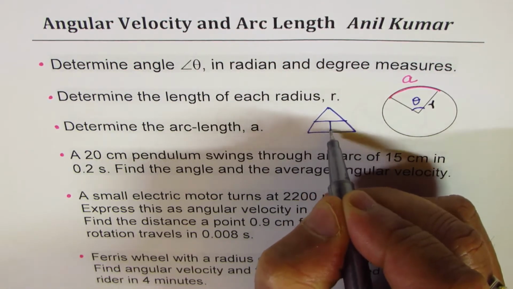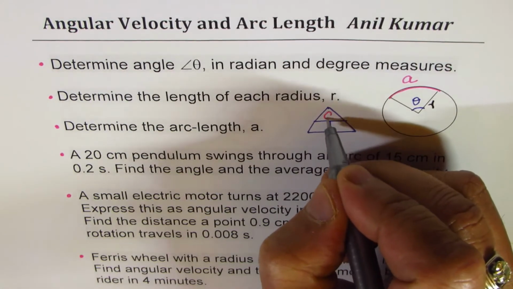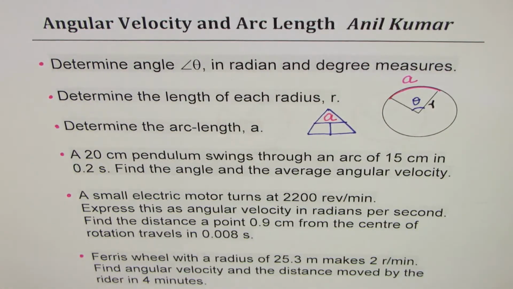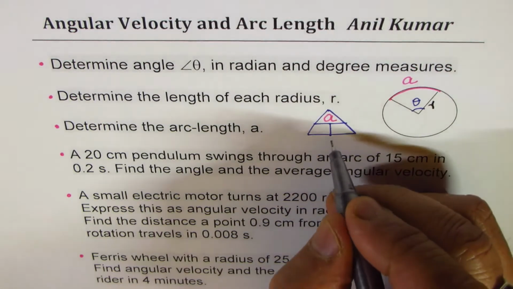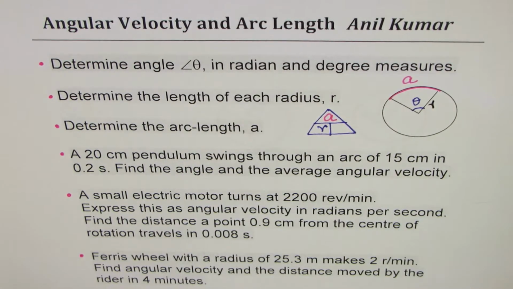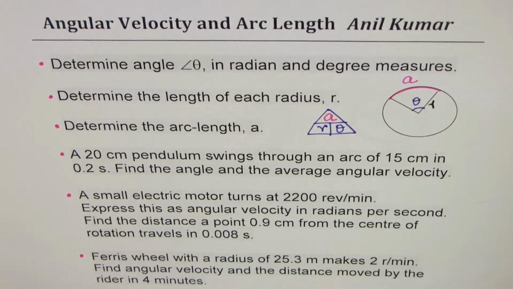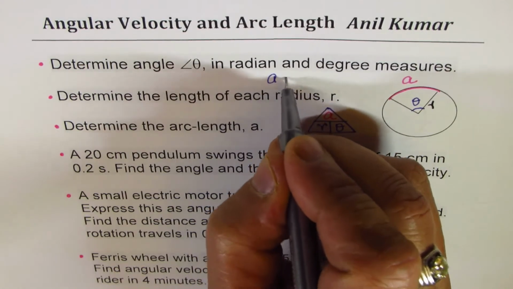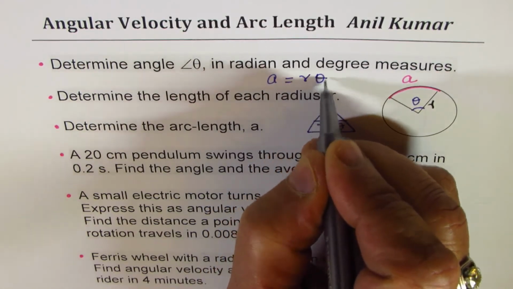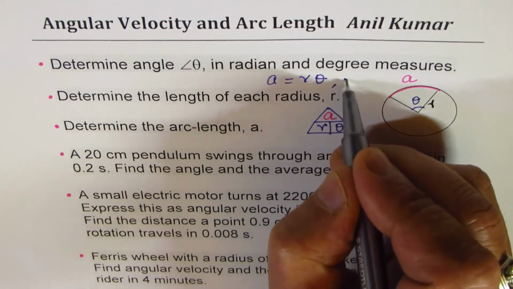Just as we do distance as velocity times time, the arc length A is equal to radius times the angle theta, right? So that is the relation. We can write A equals r theta, where the angle theta is in radians.